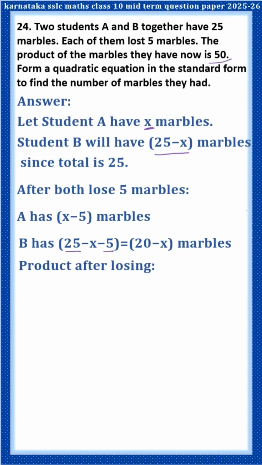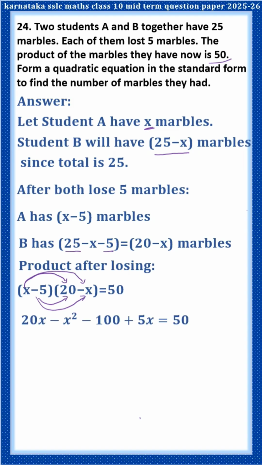So X minus 5 into 20 minus X is equal to 50. Now let us multiply. 20x minus X square minus 100 plus 5x is equal to 50. Now minus X square, 20x plus 5x, 25x, minus 100 minus 50, that is minus 150, is equal to 0.